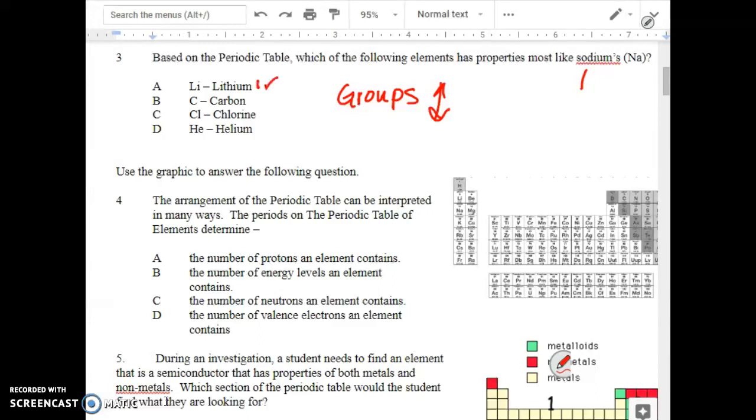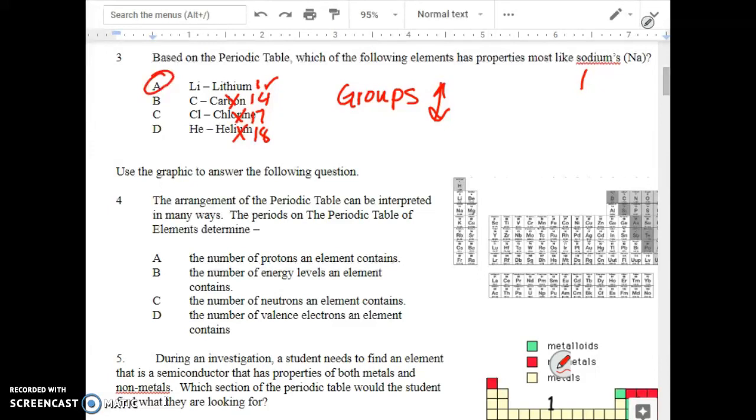Carbon is in group 4, so that is not it. Chlorine is in group 17 and 14 is not it either. And then helium, of course, is over there with the noble gases in group 18. The only one that's in group 1 is A.